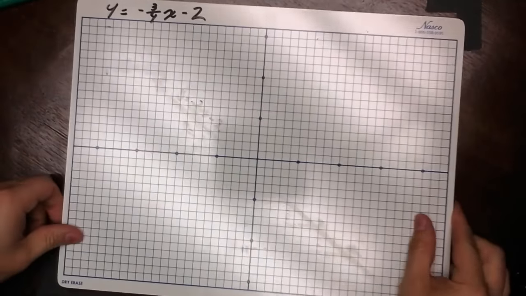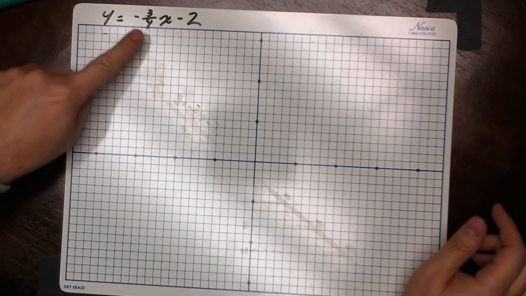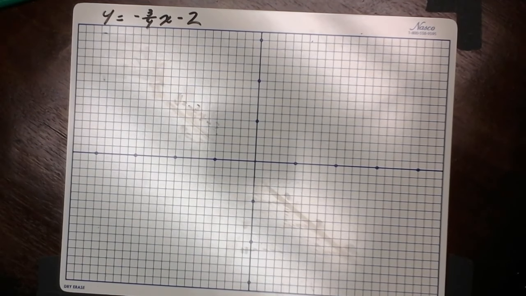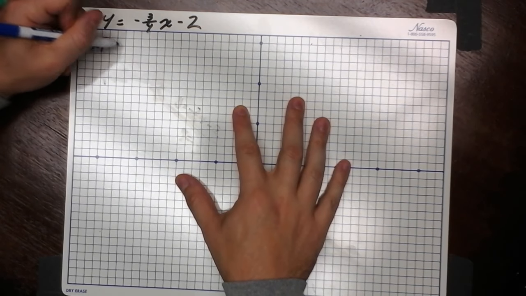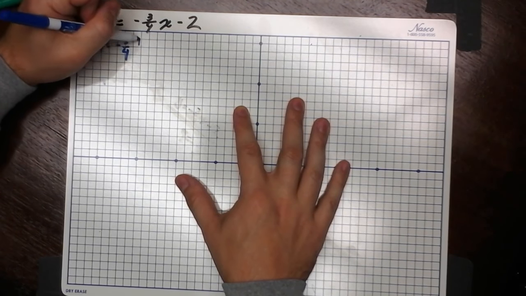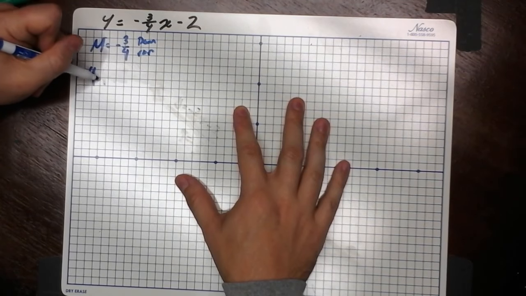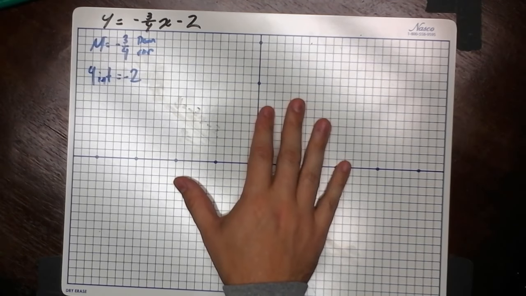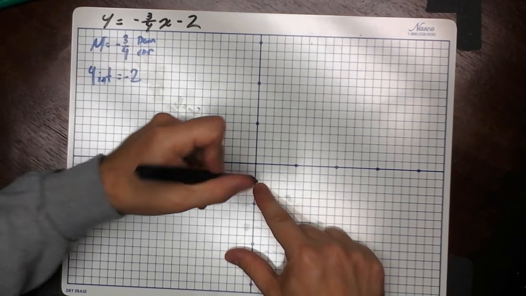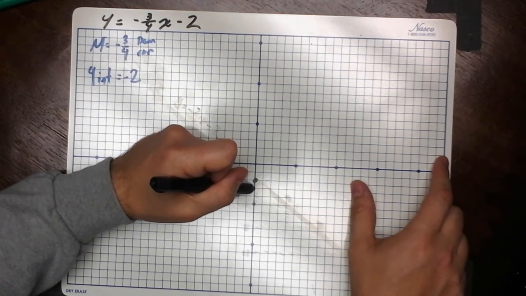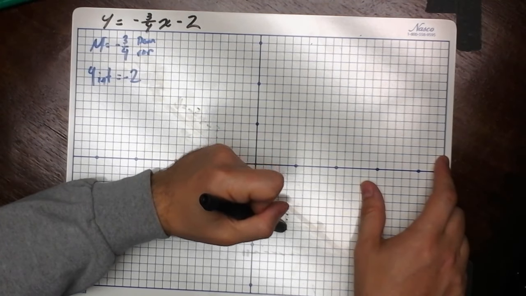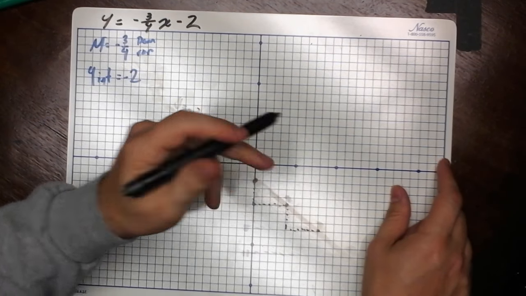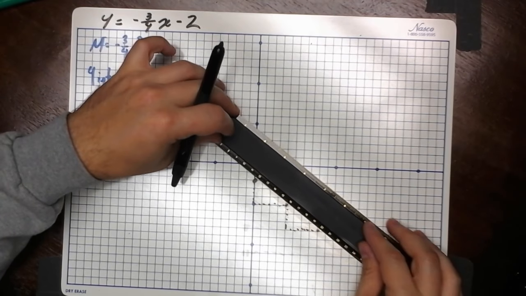Next. This here is y equals negative 3 over 4x minus 2. It's a negative line. And we're going to talk about how to establish the difference between them. So m here equals negative 3 over 4. So we're going to go down and run. And the y-intercept is negative 2. So, just like before, I'm going to start at negative 2. I'm going to go down 3 over 4. 1, 2, 3, 4. There we go. Down 3 over 4.